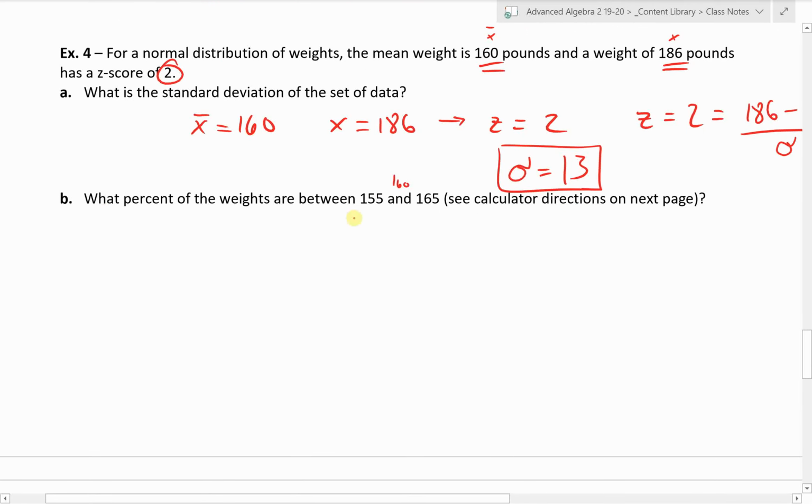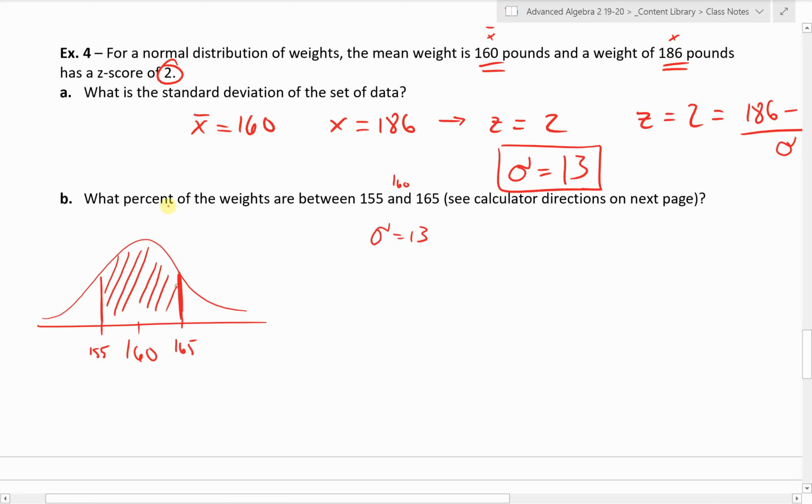It says what percent of the weights are between 155 and 165. We saw again the mean was 160. And we're interested in the percentage of weights that are between 155 and 165. Now this might look like I've put them a standard deviation away, but this is not to scale. It's not actually a whole standard deviation away, because we saw the standard deviation is equal to 13. So a standard deviation would actually be farther out here, but just for the sake of illustration, we're trying to find the percentage of weights that are between these scores. This is the percent that we're looking for.